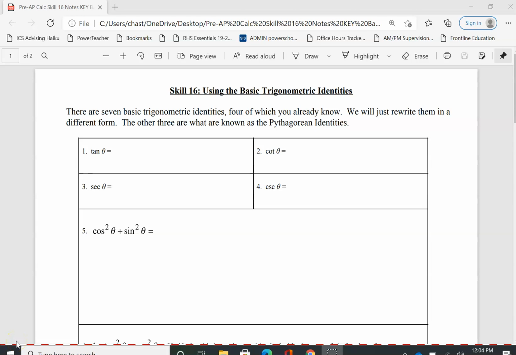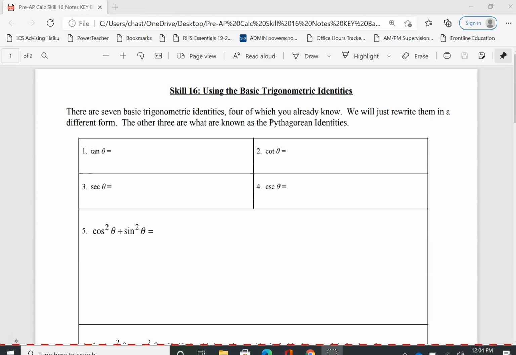I am going to talk about skill 16 today, which is using basic trig identities. So today we're going to talk about some Pythagorean identities that we are going to use. And so we'll start by recalling some information that we know.